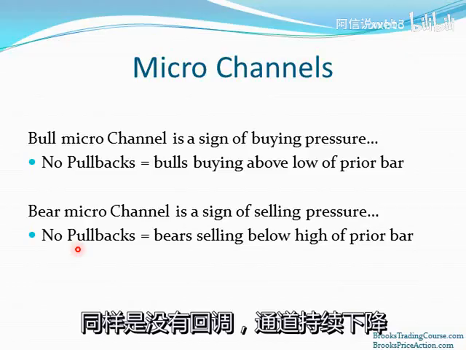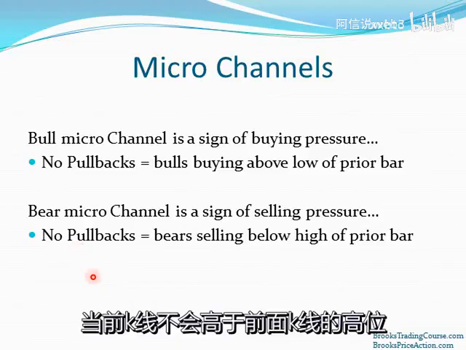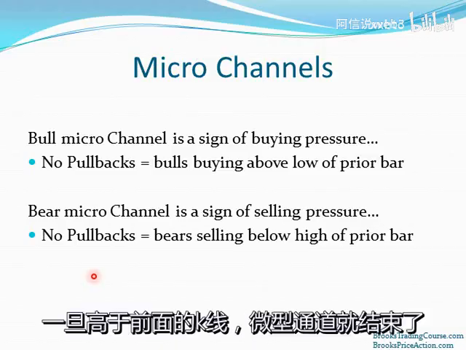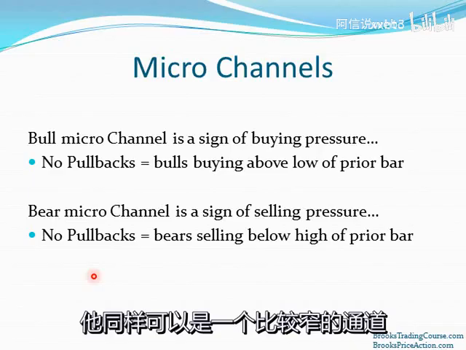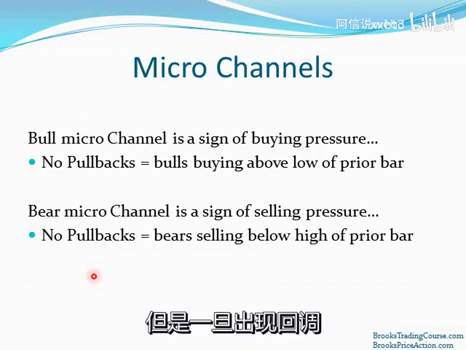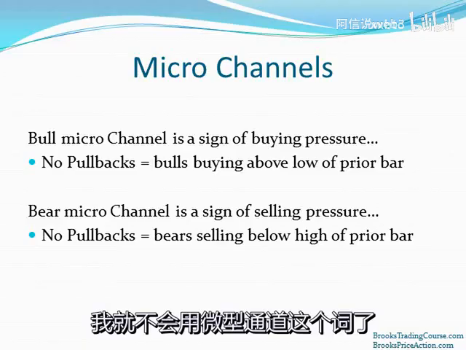In a bear micro channel, it's a sign of selling pressure. Again, no pullbacks. The channel keeps going down, and the current bar does not go above the high of the prior bar. Once it does, the channel has ended. It can still be a tight channel, but I no longer use the term micro channel once pullbacks begin.